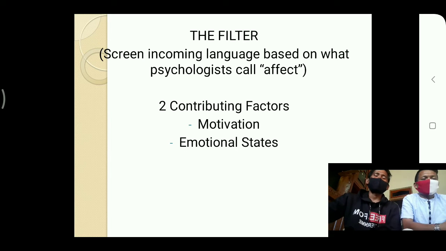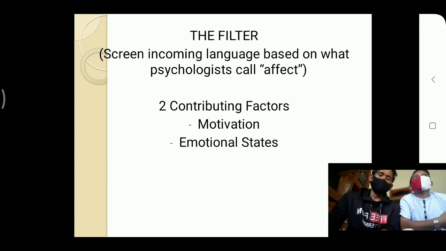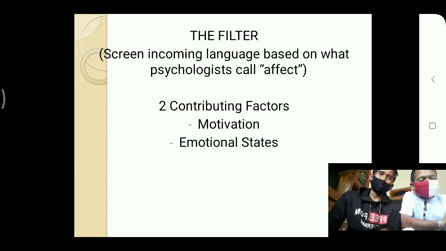Okay, it's my time to explain what the kinds of internal processing are. According to Mr. Saiful just now, in the internal processing there are three kinds. The first is filter, the second is organizer, and the last is monitor. I want to explain about the filter. What is the filter in the internal processing?